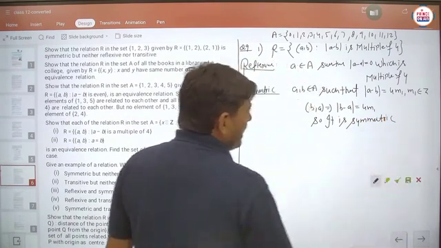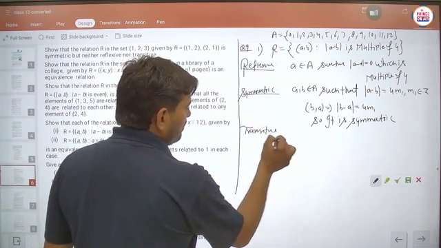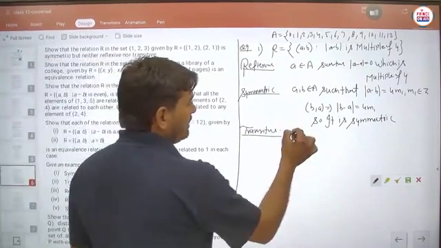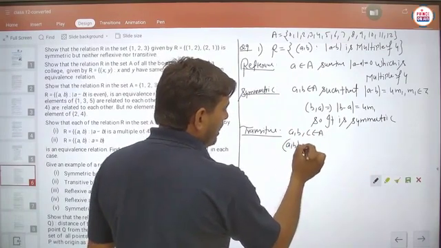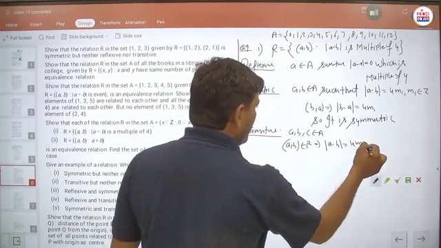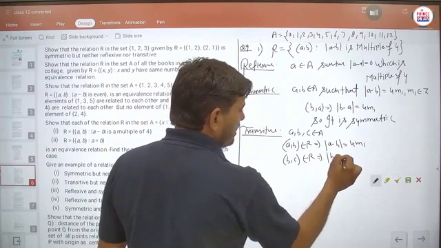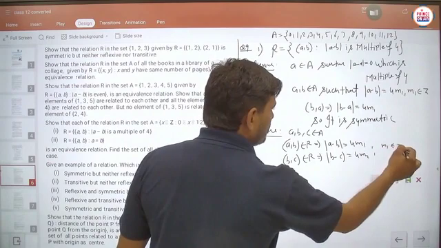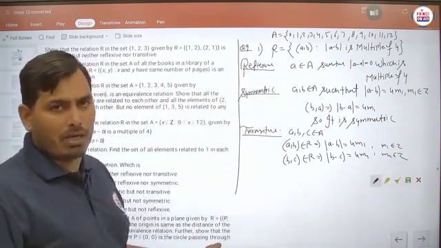Next we are checking for the transitive. In the case of transitive, we are saying that A, B and C belong to the set A, such that (A, B) belongs to R, meaning mod of A minus B equals 4m1. (B, C) belongs to R, so mod of B minus C equals 4m2. Here m1 and m2 both belong to the integers. Is it to be clear? Because it can be any multiple, we don't know.